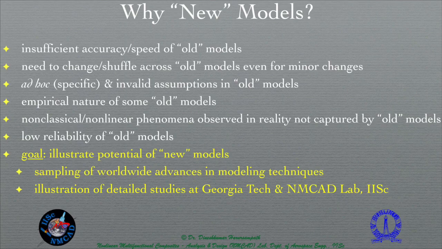Next reason for new models. Non-classical and non-linear phenomena are observed in reality, but they're not captured by the old models. So then what good are those old models for those situations? So you need new models. Next, low reliability of the old models. In other words, the old models are not something which we will use for detailed design. You might use them for preliminary design just to get rough approximations, but once you want to do a design of an aerospace structure, no way.